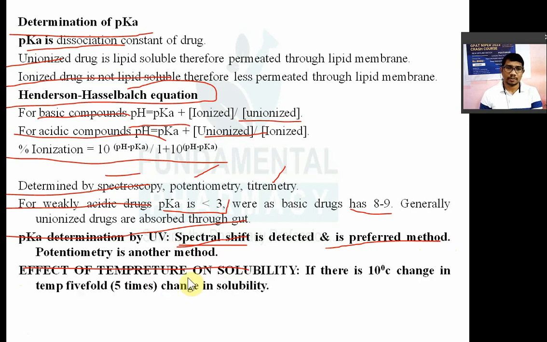Effect of temperature on solubility: what will happen? If temperature increases, obviously solubility increases. If there is an increase of 10 degrees Celsius in temperature, solubility increases 5 times. So if there is a 10 degree change in temperature, there is a 5-fold change in solubility. A question has come on this too, important.